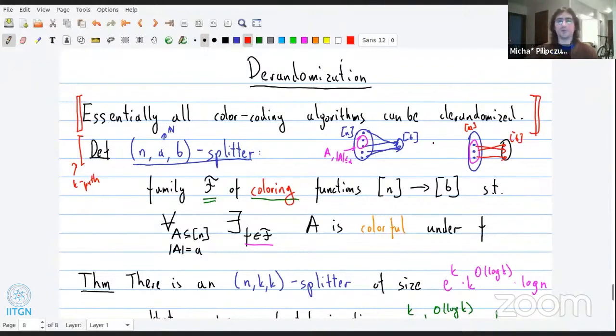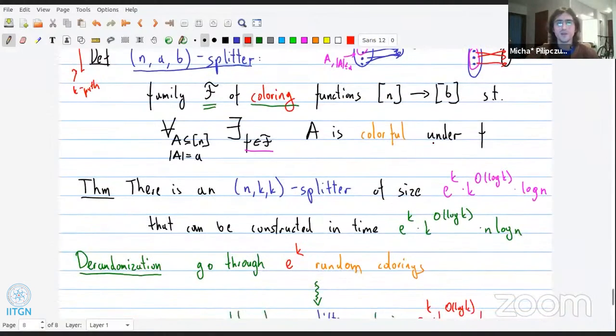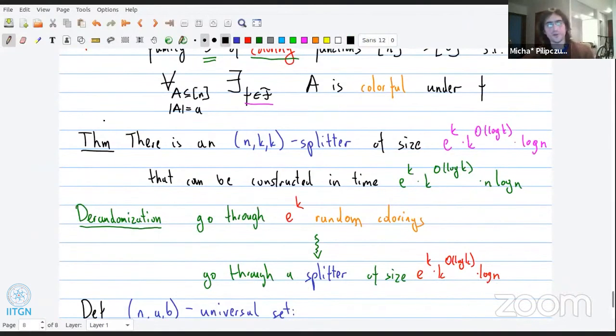Obviously, if I took all possible functions from n to b, there are b to the n of them, then I would find a good splitter, but this would be too costly. And the theorem from the theory of pseudo-random objects is that you can actually find an (n, k, k)-splitter that is small, of size e to the k times some quasi-polynomial factor, k to the order of log k, times logarithm in n. So this is very close to the success probability when we were choosing a function randomly. Recall that when we were choosing a function randomly, a k-path became colorful with probability e to the minus k.